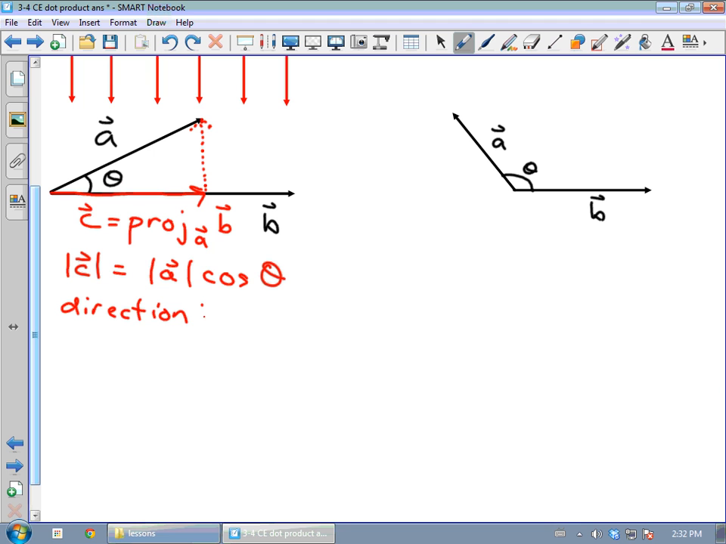So for our direction, we can just use B hat. Now, B hat, remember, is a unit vector. It's like we're taking B and just taking the directional part of B. We've divided B by its magnitude, and B hat is just a way of saying something that points in the direction of B. Now we can put these two halves together and say that C, the projection of A onto B, is equal to the magnitude of A cos theta, times B hat.